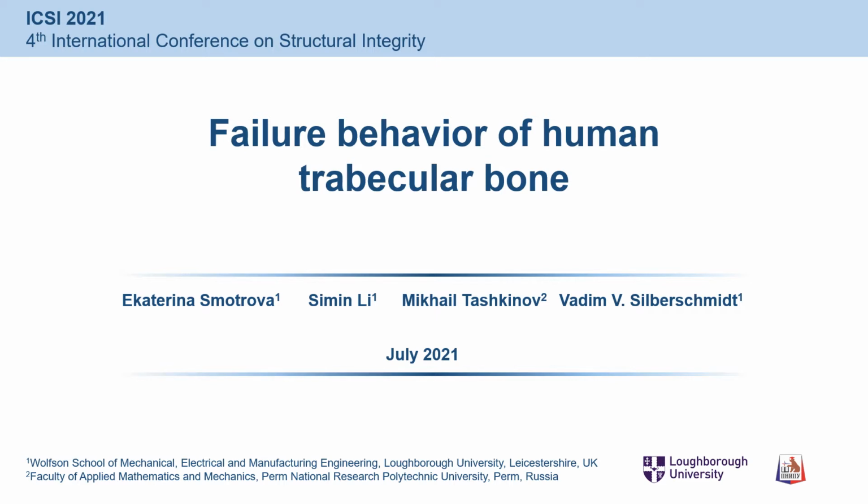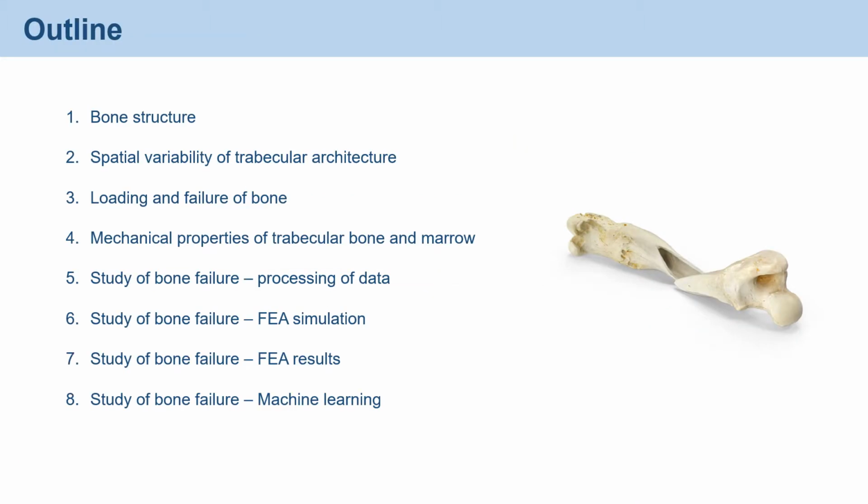In this presentation, I will tell you about our study of failure behavior of human trabecular bone. First of all, I will make a short introduction to tell you about two types of bone, trabecular and cortical bone, and about architecture of trabecular bone. Then we'll talk about loading of bone and daily activities and failure of bone. This will be followed by description of mechanical properties of trabecular bone and bone marrow. And after this, I will tell about our study of bone failure, which includes processing of data, finite element analysis simulation, and machine learning.